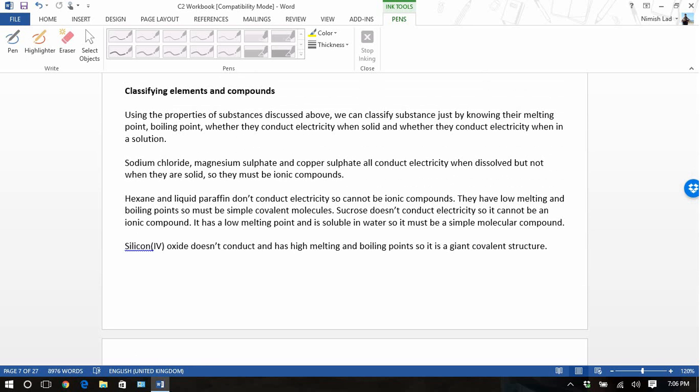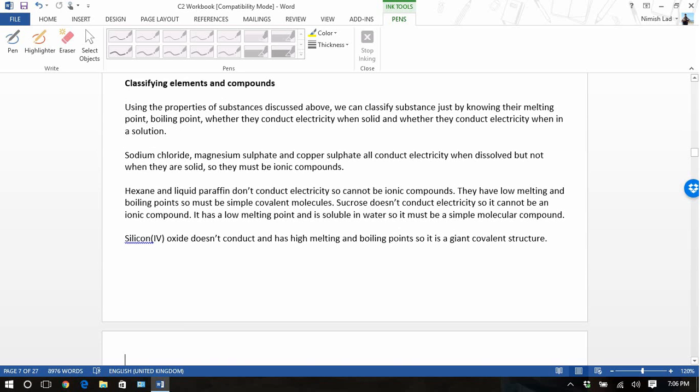So sodium chloride, magnesium sulfate, and copper sulfate all conduct electricity when dissolved, but not when they are solid, so they are ionic. Hexane and liquid paraffin do not conduct electricity, so they can't be ionic. They have low melting points and boiling points, so they've got to be simple covalent. Sucrose doesn't conduct electricity, so it can't be an ionic compound. It has a low melting point and is soluble in water, so it must be simple molecular. Silicon oxide doesn't conduct electricity, has a high melting point and boiling point, so a giant covalent structure.